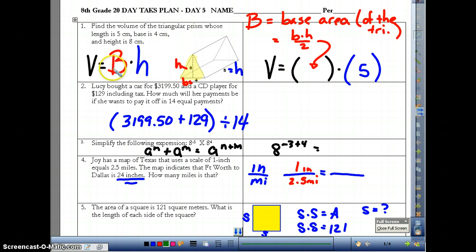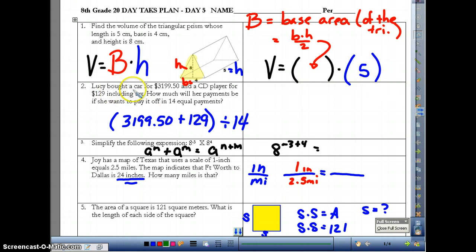See the word triangle? That names the shape of the base. If you look on your formula chart, volume of a triangular prism, it says V equals capital B times H, where capital B is the area of the base, and the base is a triangle. So to calculate the area of the triangle, you're going to take the base of 4 times the height of 8, divide that by 2. That's what goes in for big B, multiply by 5. Your units are going to be in centimeters cubed.